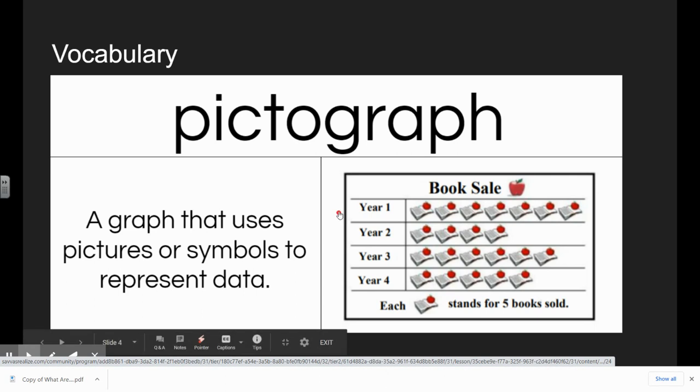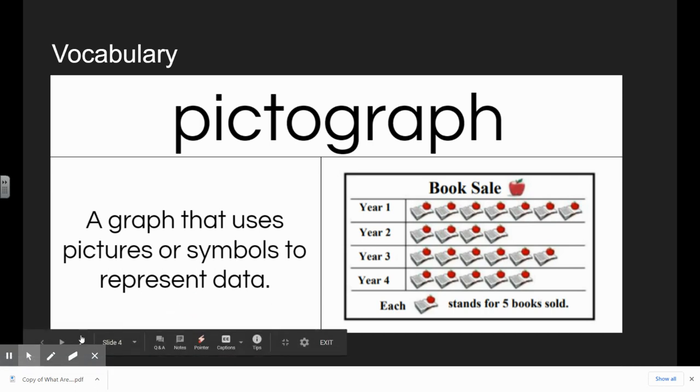A pictograph or picture graph is a graph that uses pictures or symbols to represent the data. In this case, we have the number of years here on the left. The title is the book sale, and each of these books with the apple stands for 5 books sold. That's the key right down here at the bottom. So we can count 5, 10, 15, 20, 25, 30, 35. That's how you can figure out the number of books sold in each year from this pictograph or picture graph.